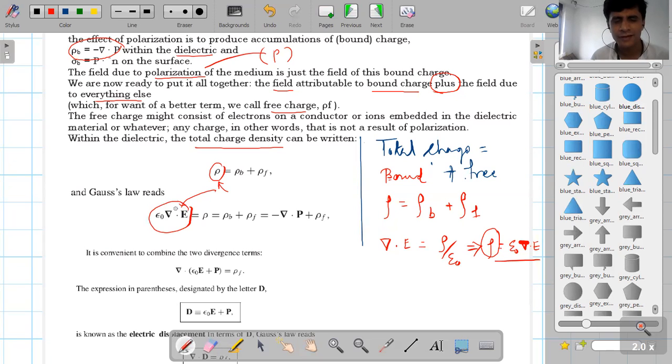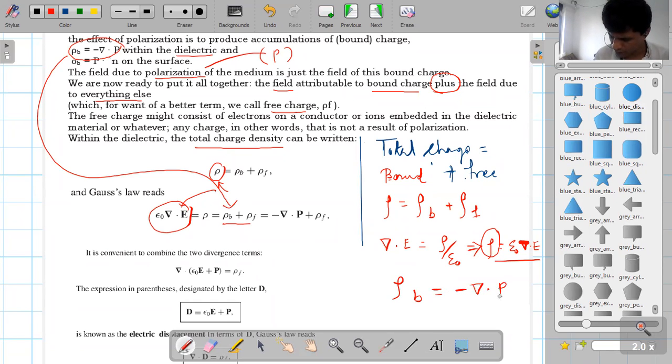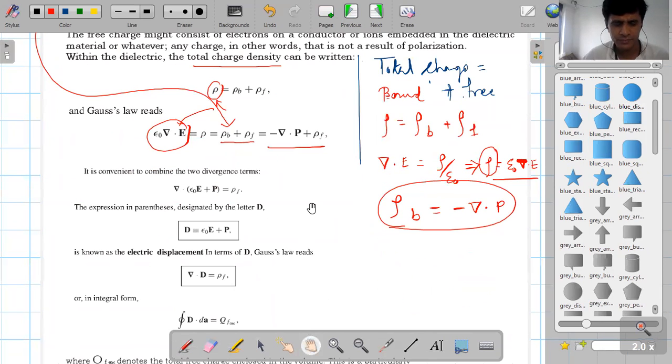Understood? And what is rho? Rho means rho b plus rho f. And what is rho b? Rho b equals minus divergence of P. By putting this value, we can write this. Understood up to this level? Yes, sir. Now I will move this in a forward direction.